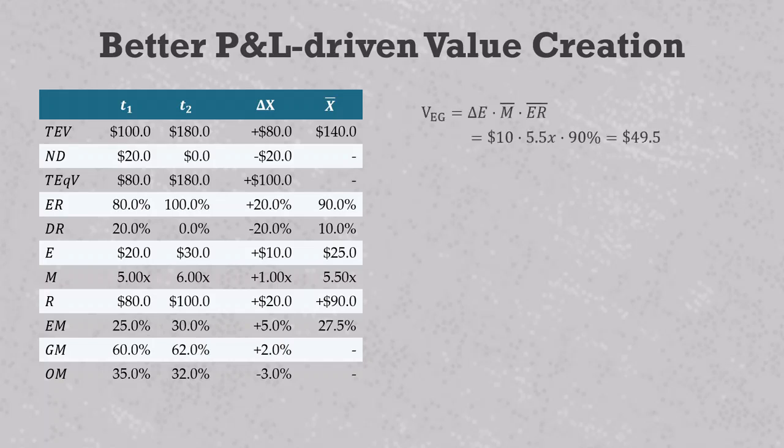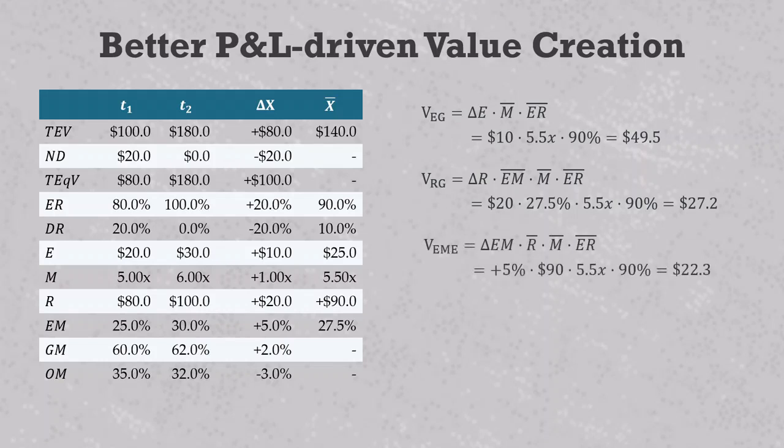We already knew that the EBITDA change at 10 gives us EBITDA growth of 49.5. That doesn't change. But now the inclusion of the average EBITDA margin into the revenue growth formula brings it from $99 million down to a much more reasonable value of $27.2. The 5% increase in EBITDA margin gives us EBITDA margin expansion of 22.3, and as expected, adding up revenue growth and EBITDA margin expansion gives us the total EBITDA growth of 49.5.